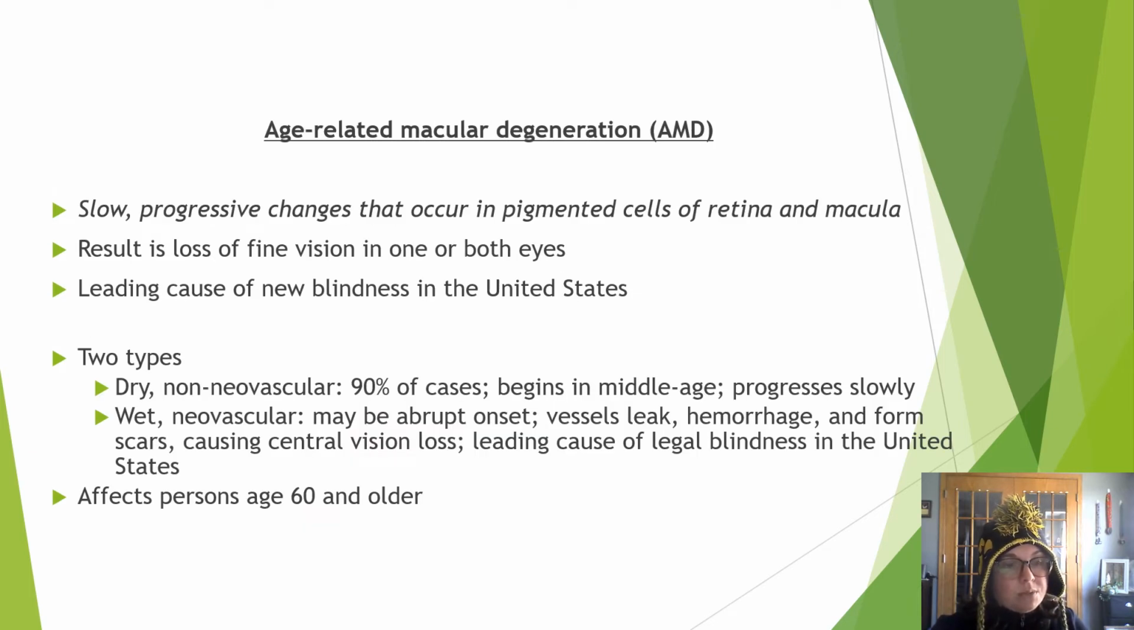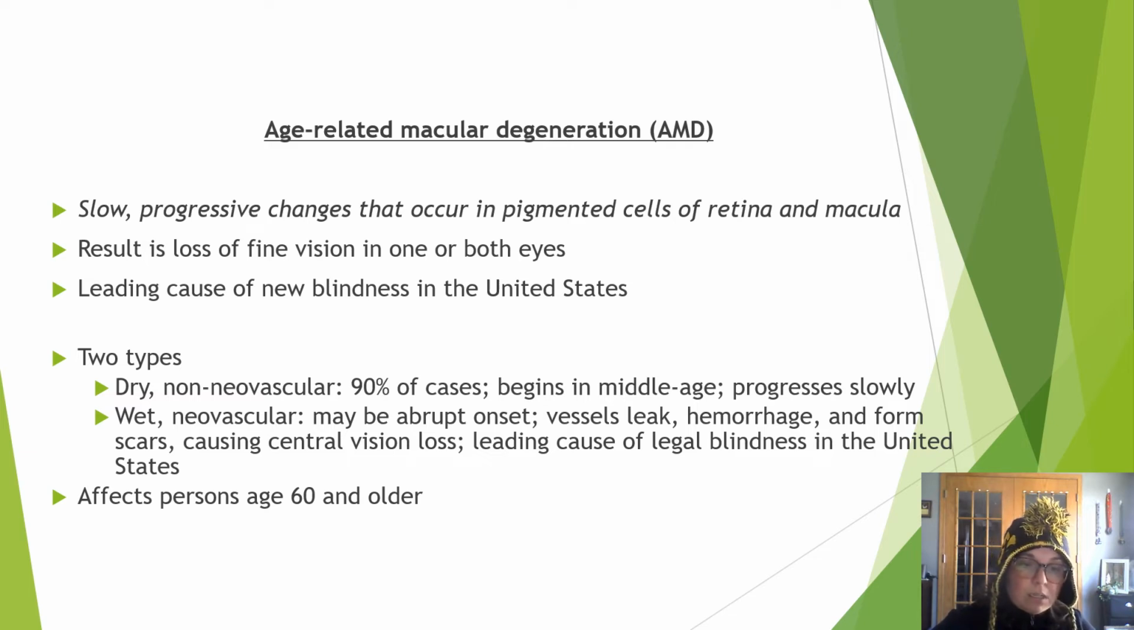AMD, age-related macular degeneration. This is a very slow yet progressive change that occurs in pigmented cells of the retina and macula. It results in loss of fine vision in one or both eyes, and is the leading cause of new blindness in the United States. There are two types: a dry non-neovascular AMD and a wet neovascular AMD.